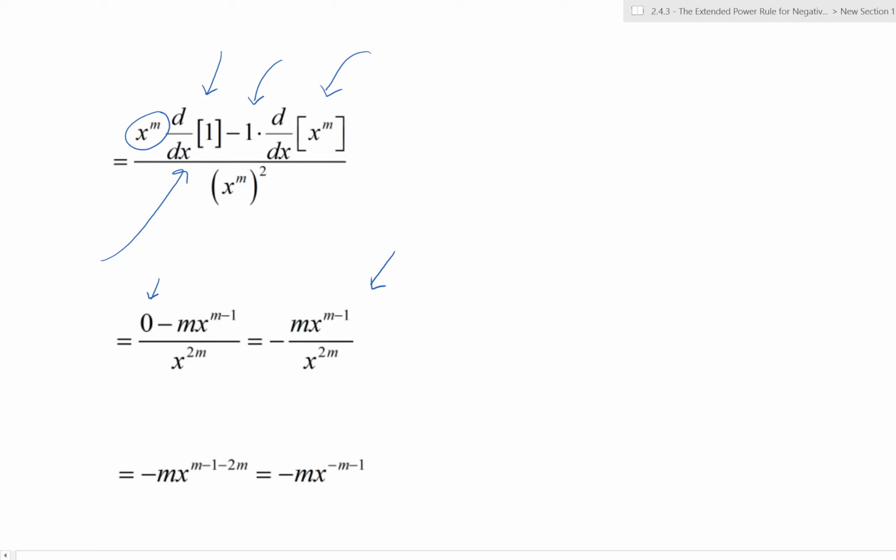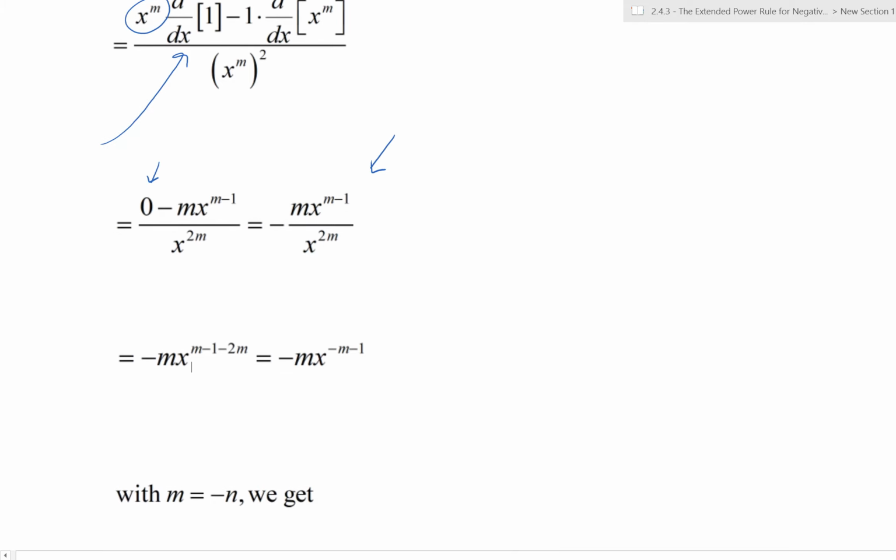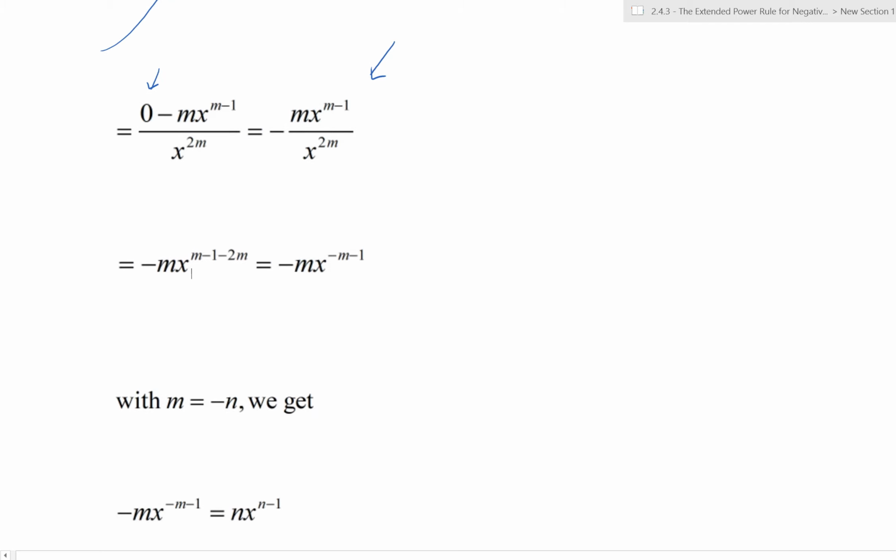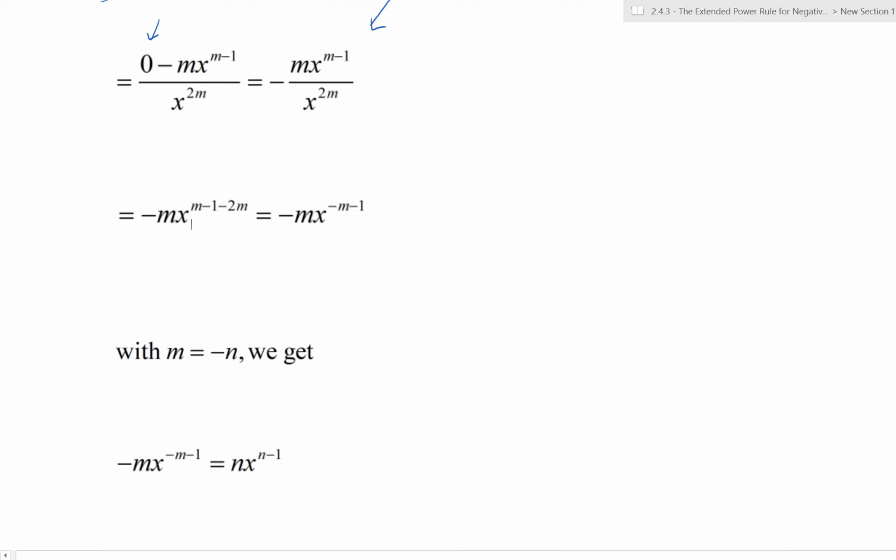Now, in terms of n, remember, m was equal to negative n. So we will replace the negative m's in our expressions with n's, and we see that negative m times x to the negative m minus 1 is the same as n times x to the n minus 1. What we have just shown is that, indeed, if n is negative, then the power rule is still the same rule that we had previously established. And we were able to do this because we have now established the quotient rule for derivatives.